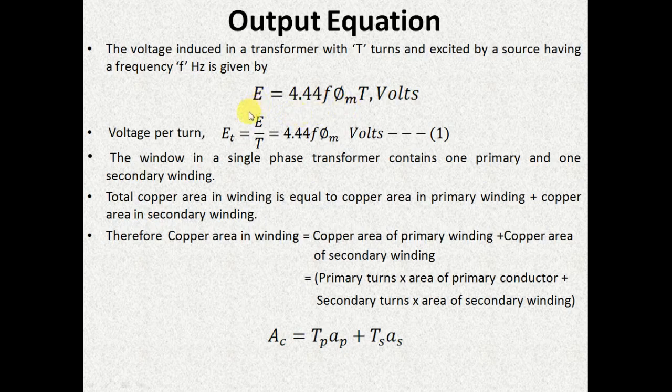EMF per turn can be indicated as ET. In order to obtain ET, you have to divide the induced EMF with the number of turns, that is E by T. Then you will get the relation as 4.44 phi m F. First we will determine the output equation of a single phase transformer. Thereafter we will go to find the output equation of a three phase transformer.